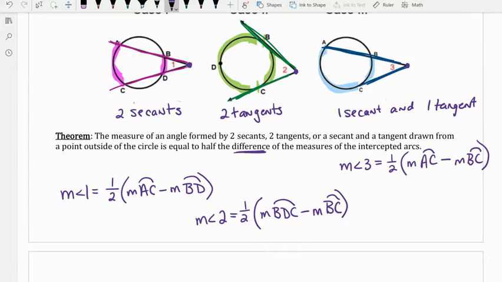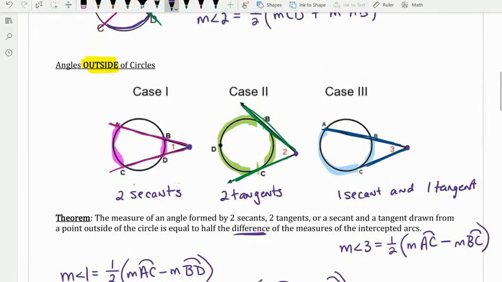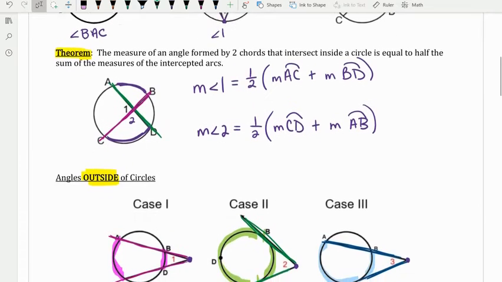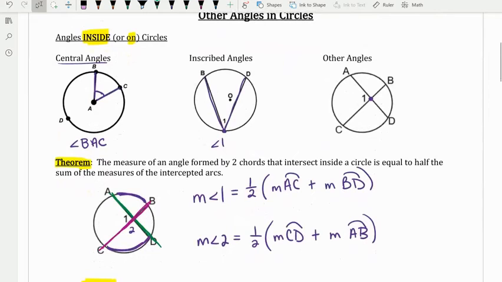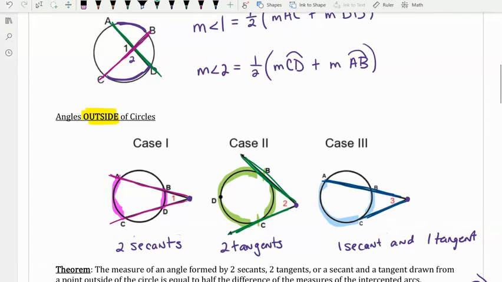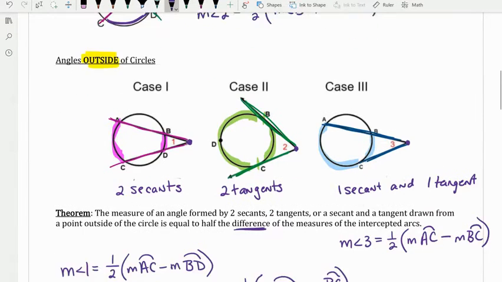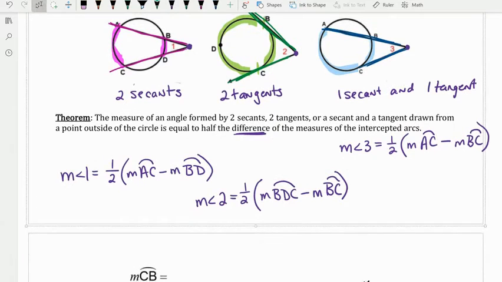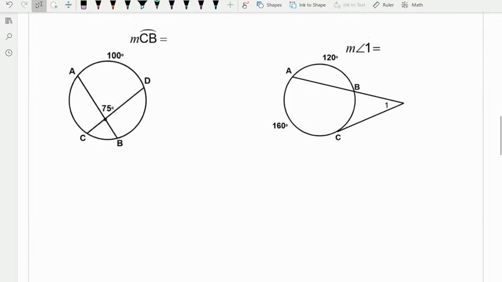The big thing to remember, to help you remember, is with angles inside circles, that's up here, if you're doing these, we're going to add the arcs together and then take 1/2. If they're angles outside the circle, like these guys, then you're going to subtract and take 1/2. Okay, all right, let's try some examples so you can see how these work.